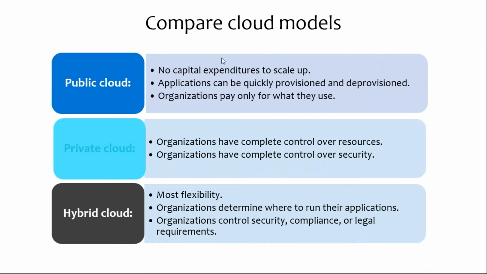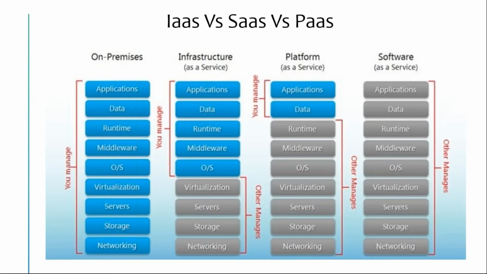So talking about the next one, all these cloud infrastructures are divided into three major categories, as you might know: infrastructure as a service, software as a service, and platform as a service. It is very important to know which one is managed by you and which one is managed by the cloud vendor. That is very important for us to know.